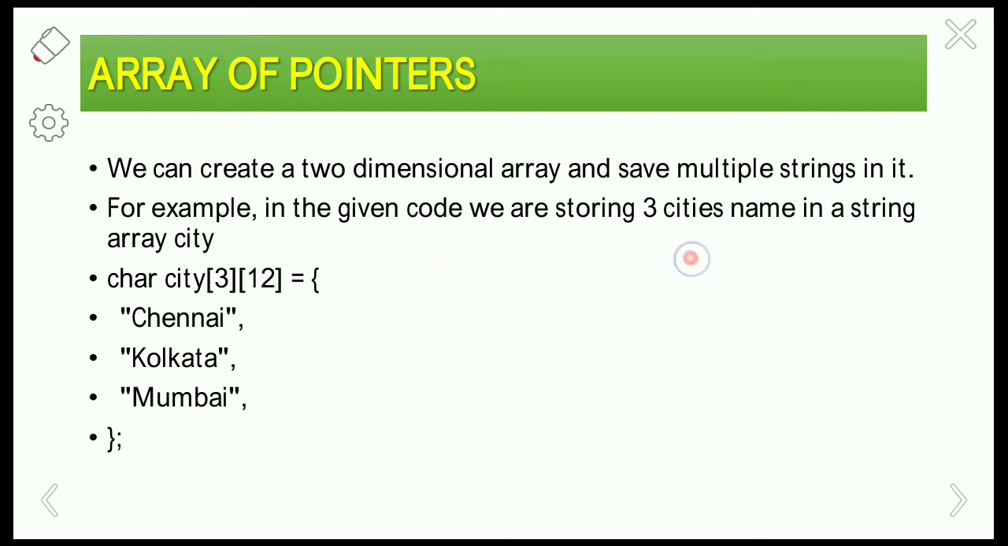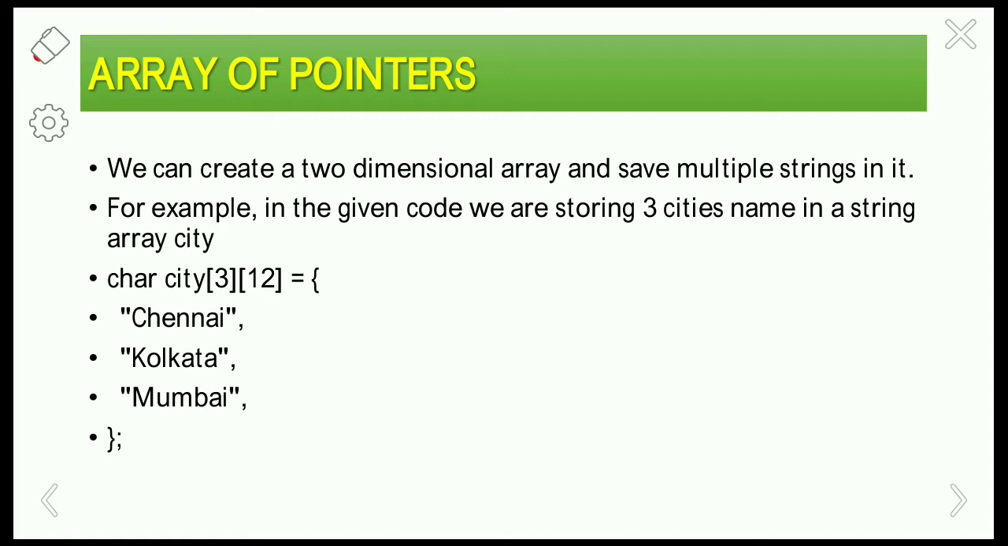For example, in the given code, we are storing three cities' names in a string array city. We are taking the array city as a two-dimensional array. Using arrays, we can store multiple strings in the two-dimensional array. Here there are 3 rows and 12 columns, so a total of 36 locations will be allocated. We can store 36 characters in the table.